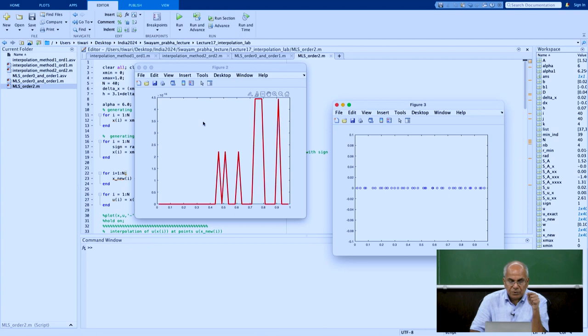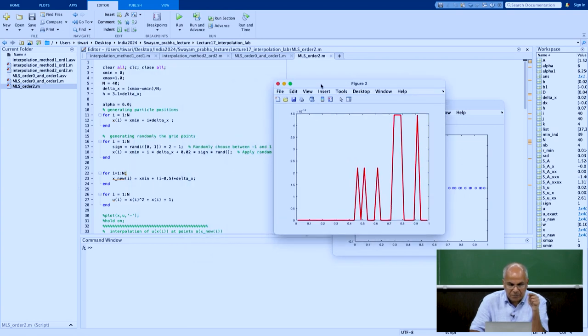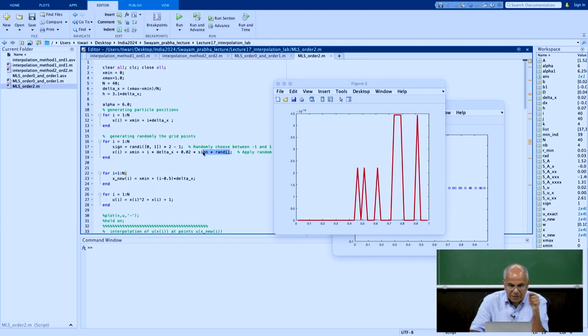Here, remember that you get a different solution. You may be wondering why. This is due to the random number. I have taken the initial grid depending upon the random number. The random number generation takes a different seed, so every time the computer takes a different seed, and the next time you generate, you may not get exactly the same grid points.